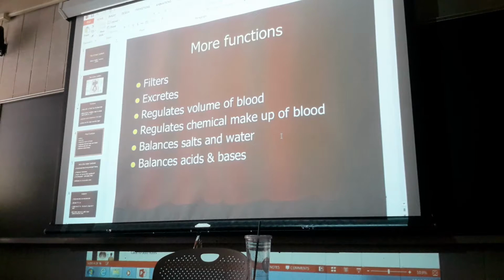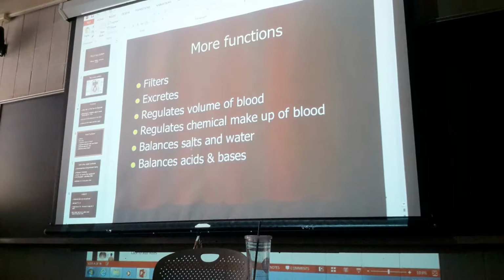We also have to balance salts and water, because wherever sodium goes, water goes. And if we're monitoring our sodium levels, then we're automatically monitoring our water levels. And if volumes are in homeostasis, pressures are in homeostasis. If volumes are up because we have too much sodium, wherever sodium goes, water goes. And volumes go up, and blood pressure goes up.